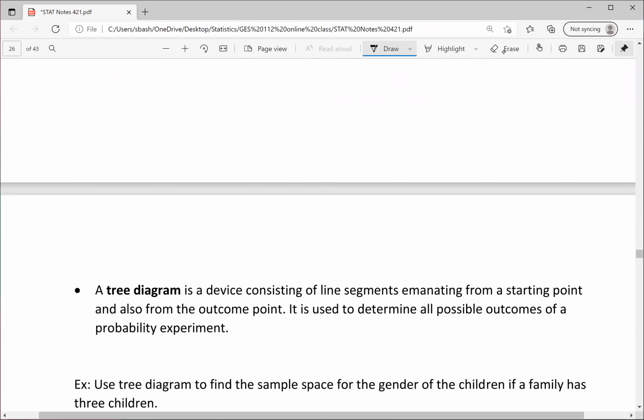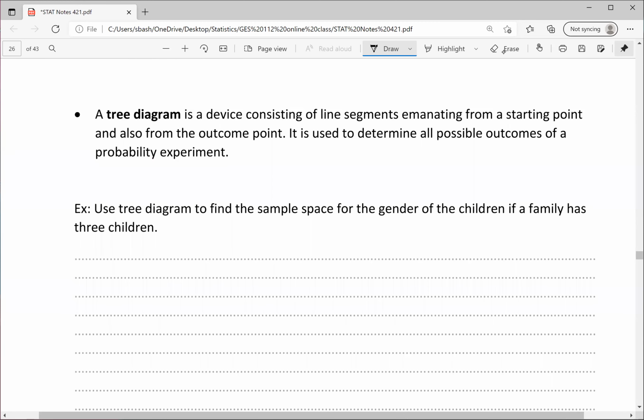Sometimes we use something called a tree diagram to list all the outcomes of the experiment. A tree diagram is a device consisting of line segments emanating from a starting point and also from the outcome points. It is used to determine all possible outcomes of a probability experiment. To explain this, let's have this example: use the tree diagram to find the sample space for the gender of the children if a family has 3 children.